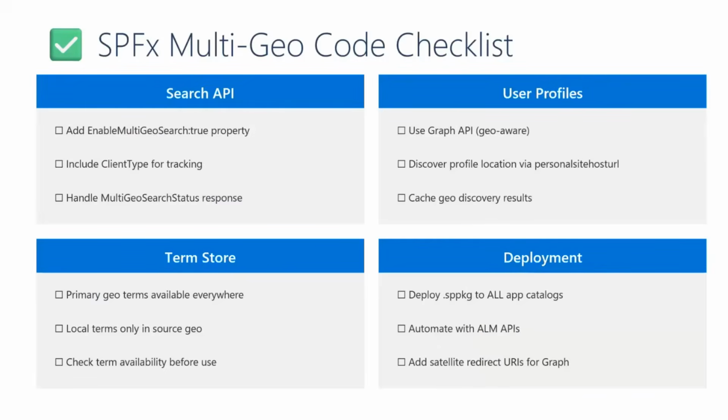Some of the checklists. With the search API, make sure multi-geo is true, add client type and people in the search for tracking, and then handle the multi-geo status response. For user profile, use Graph API where you can. Use the primary term store, which is available everywhere. Local terms are only in the source geo. And then the app deployment.